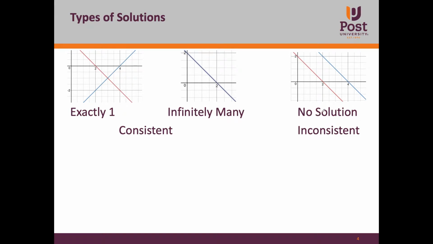A no solution or inconsistent equation is where we have parallel lines. They have the same slope, just different y-intercepts, different parts where they cross the axis, and as such, they never intersect, so they don't have any solution. Aside from being no solution with the parallel lines, they're also inconsistent because they don't actually intersect at all.